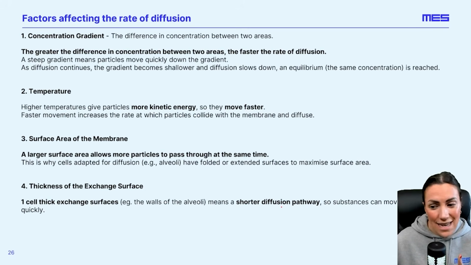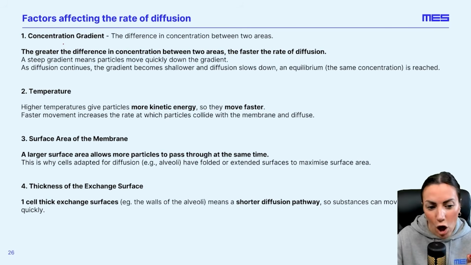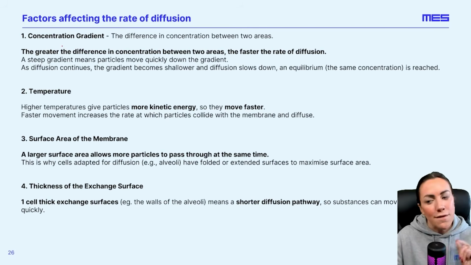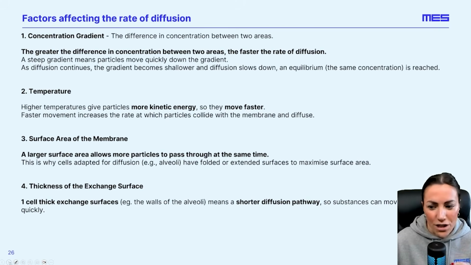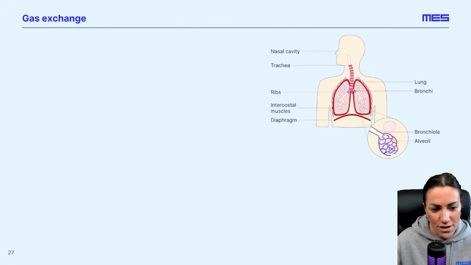And we're going to be seeing these features. So we're going to be seeing a thin exchange surface and a large surface area. We're also going to be seeing ways that we try to maintain the concentration gradient. So diffusion always occurs and an equilibrium is never reached. So let's look at our first example.